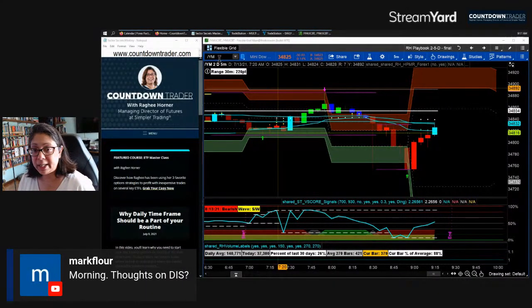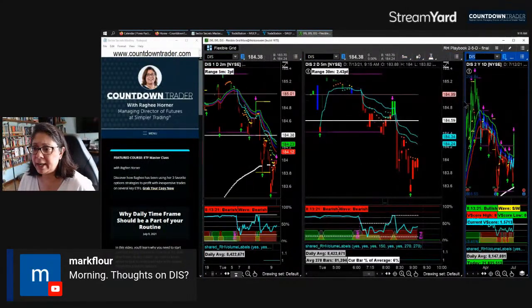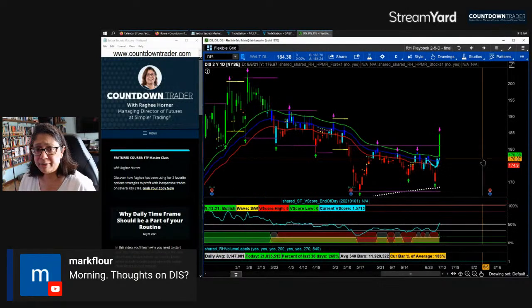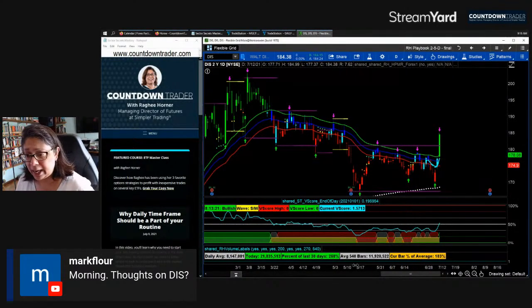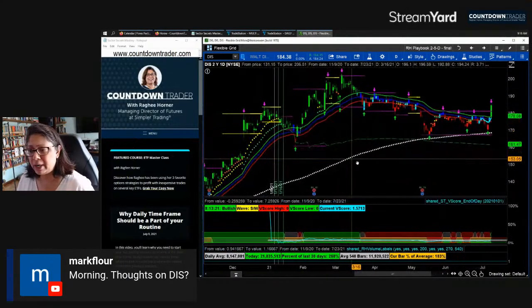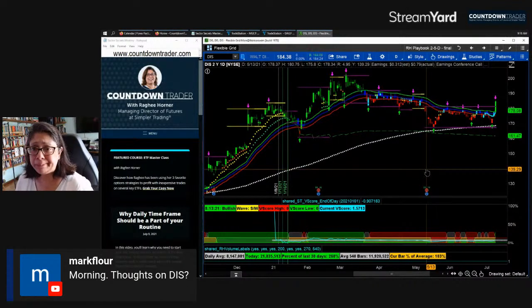Thoughts on DIS? I can't say that I love it because DIS is a bit of a laggard in the narrative around the XLC. I know it had a good session yesterday, they're raising prices on their Disney Plus. But this is not a trend. The best thing I could say about Disney is, well, first of all, don't short it, right?